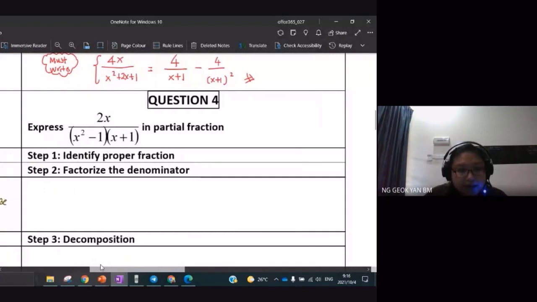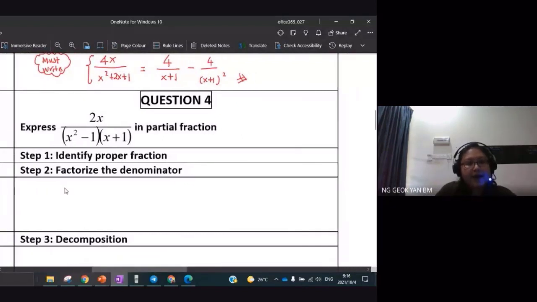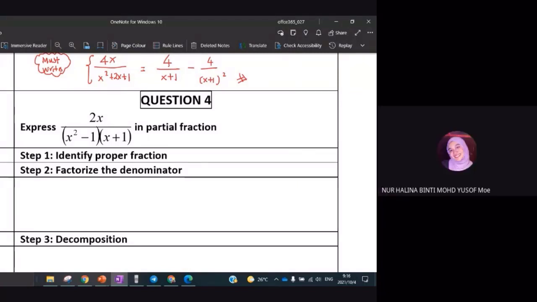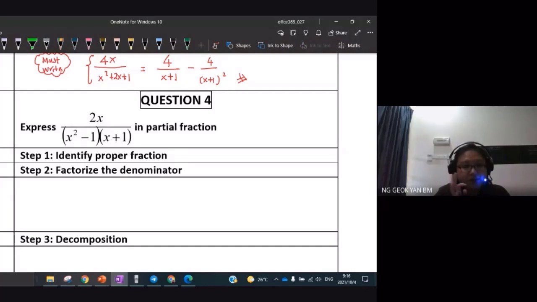Okay, perhatikan. Identify. So denominator kuasa 2 ke kuasa 3? What is the final product? Denominator kuasa 3 ke kuasa 2? Kuasa 3. Kuasa 3, remember kuasa 3. Numerator kuasa 1. So this is a proper fraction. Okay, yes, it's a proper fraction. Okay, factorize it. How to do the factorization?